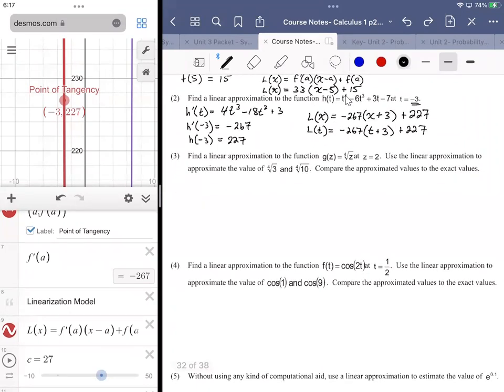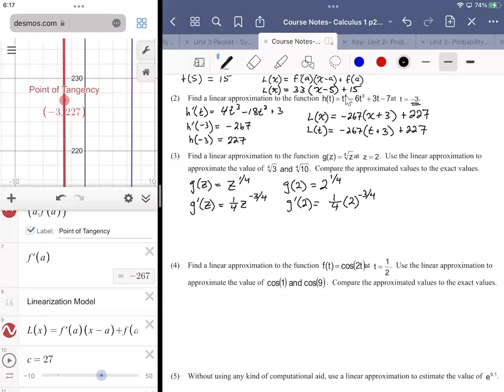So g of z is z to the 1/4 power. So g prime of z would be 1/4 z to the negative 3/4. All right. So at that nice value, g of 2 would be 2 to the 1/4. G prime of 2, not going to be much better. 1/4 times 2 to the negative 3/4.